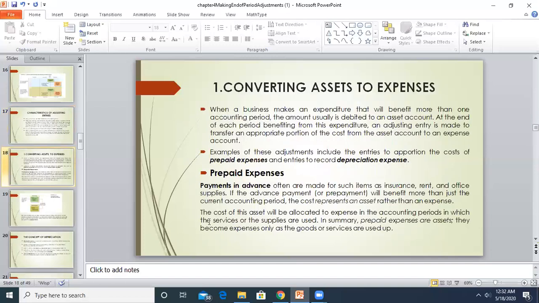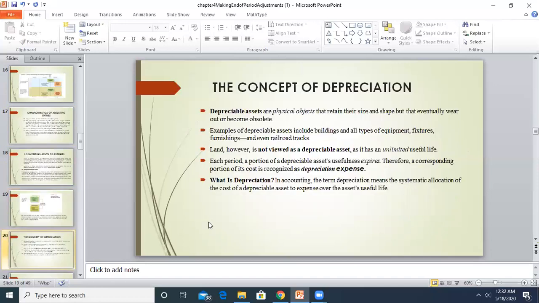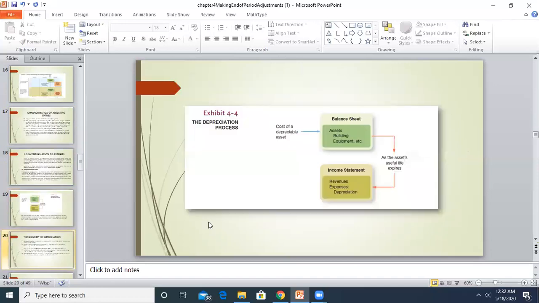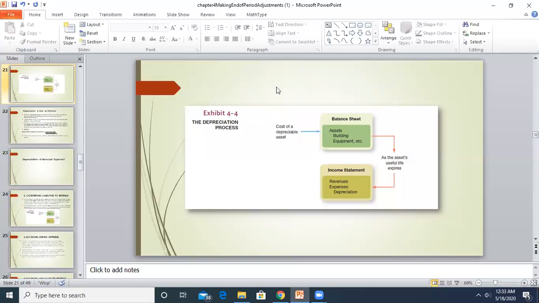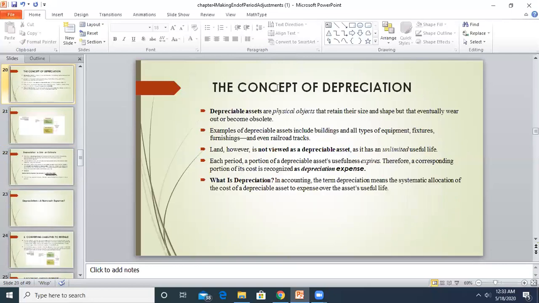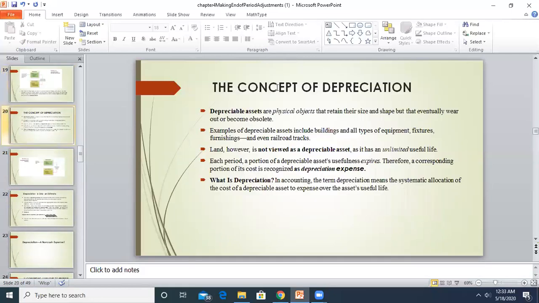So again, it's a very detailed thing. Then you have the concept of depreciation, and I will record it in some other video, in the upcoming video, so that you may know it as a separate concept. So the next concept, that is the concept of depreciation, I will be discussing in the upcoming lecture.